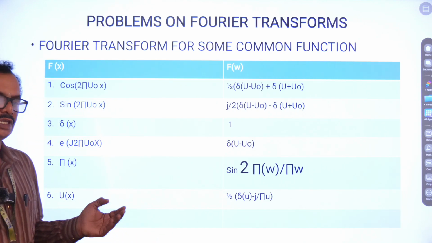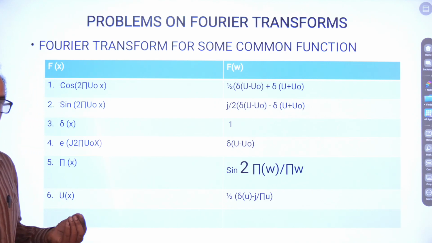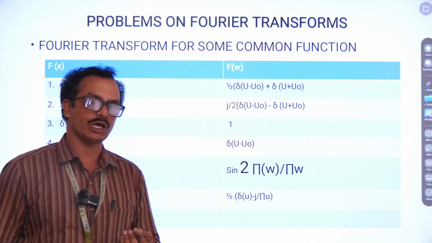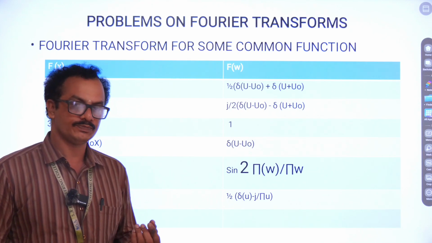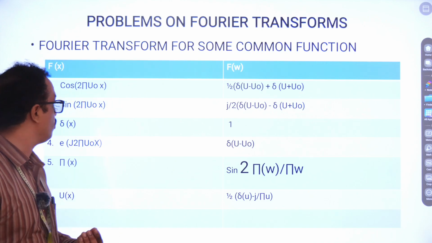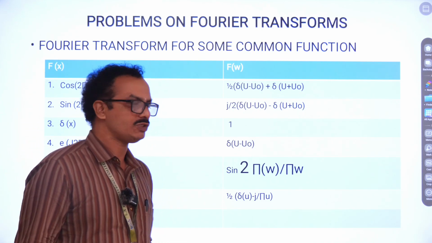So this sort of signals you should know periodically. Then only, when it is asked in the problem, you will be able to remember the answer, correlate with it, and choose the correct answer which is apt for the question. So once again I say, the Fourier transform for cos 2 pi u naught of x is half into del of u minus u naught plus del of u plus u naught.